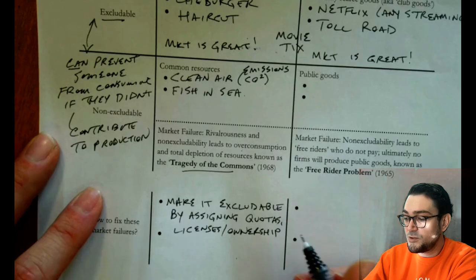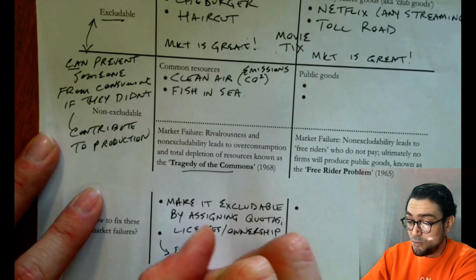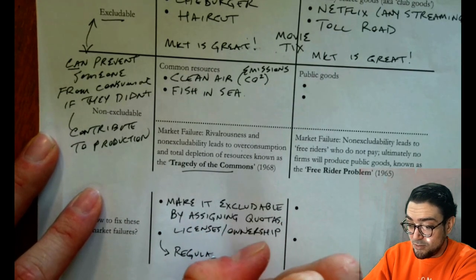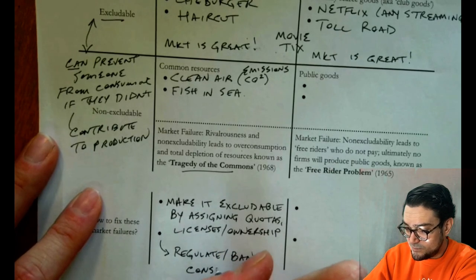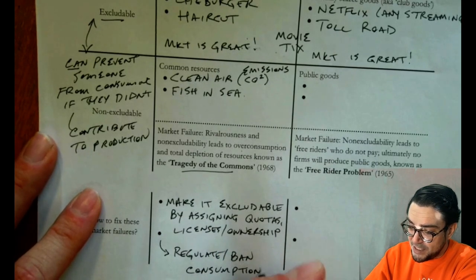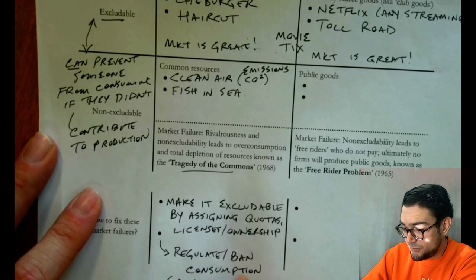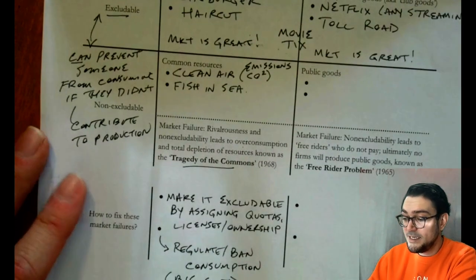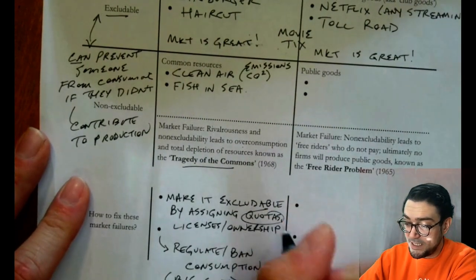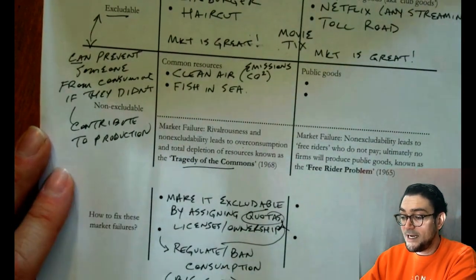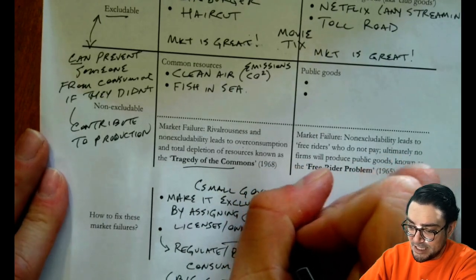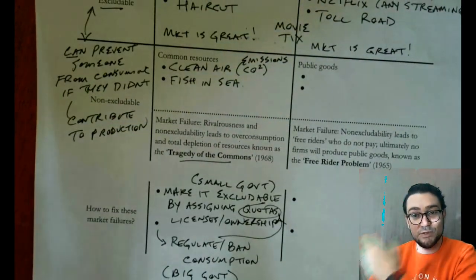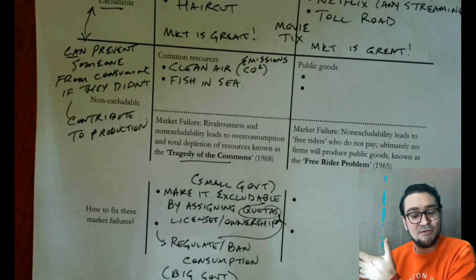Another thing we can do about the tragedy of the commons is to regulate, or ban consumption. And that's the heavy-handed, that's the big government solution, right? That's the big government one, is to literally come in, and that's more like quotas would be regulate. This is the small government solution. I'm going to give you both because, reasonably speaking, it depends on the actual situation, right? It depends on what it is. Are we talking about fish in the sea or clean air?